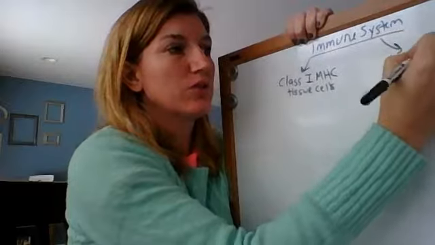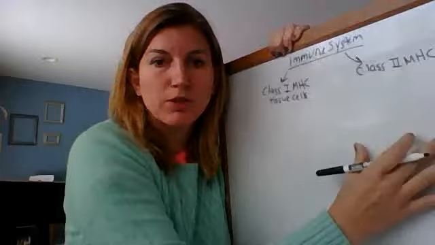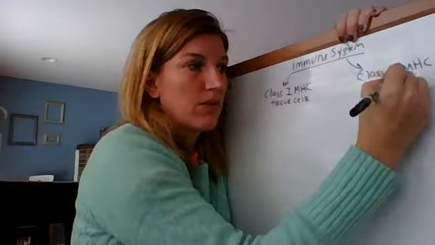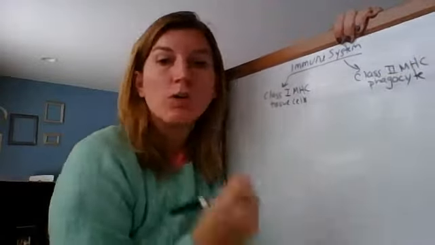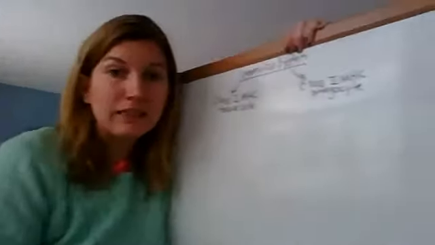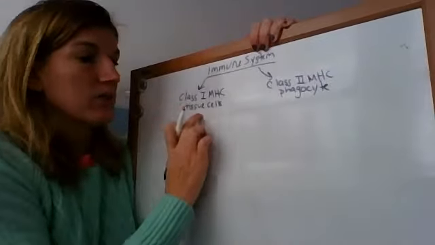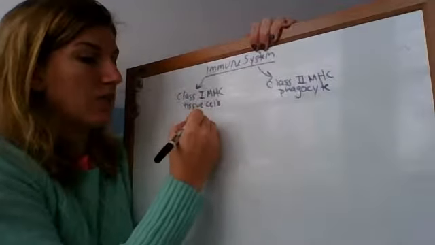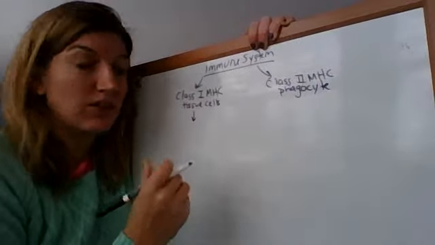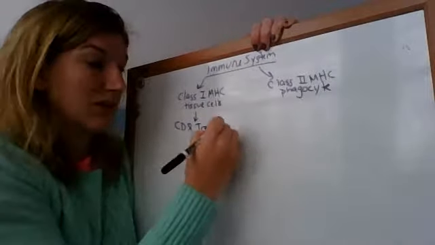Whereas a class 2 MHC, major histocompatibility complex, it talks about it in your book, this would be an immune system cell, or a phagocyte, right? So these two types of cells are classified differently because they respond differently to different antigens. So the idea with these tissue cells is they will basically have a special type of T cell called a CD8 T cell that binds to it.